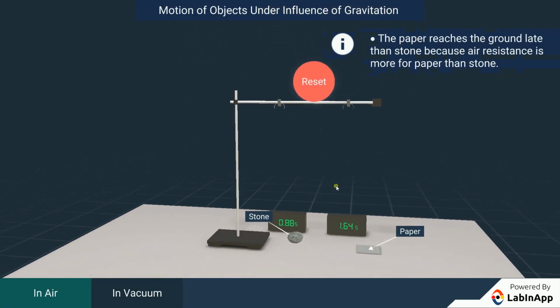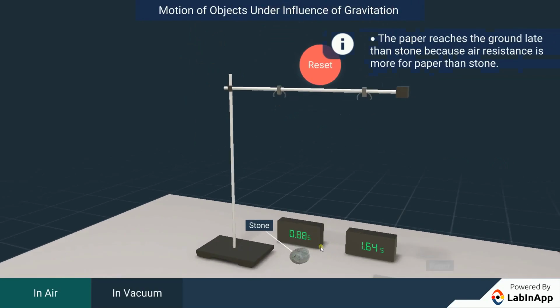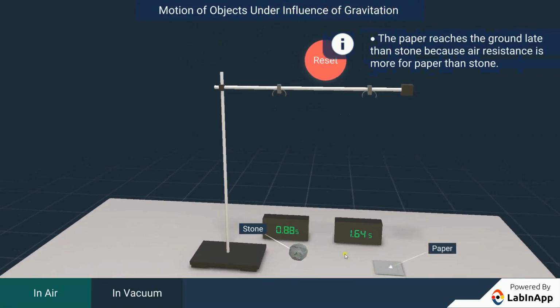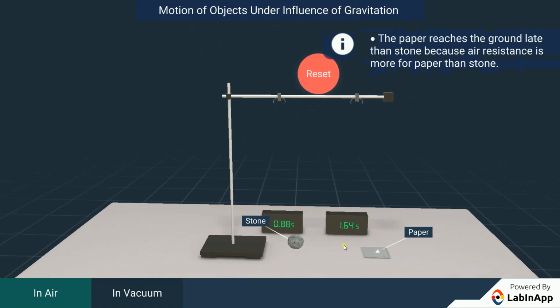This happens because of air resistance. The air offers resistance due to friction to the motion of the falling objects. The resistance offered by air to the paper is more than the resistance offered to the stone.